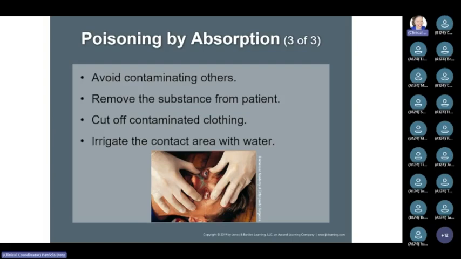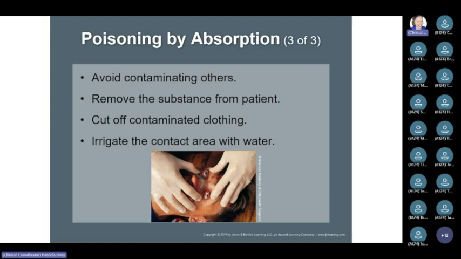So what do we do? We avoid contaminating others. So how do we do that? Our very first thing is we've got to remove the substance from the patient. Remember, if it's a powder, we are going to wipe that off. We're going to get it off first. Then you pour water over it, okay? Do not do the opposite. If you see powder, you don't go ahead and put it under water. Some of those products do react to water. So do not do it.